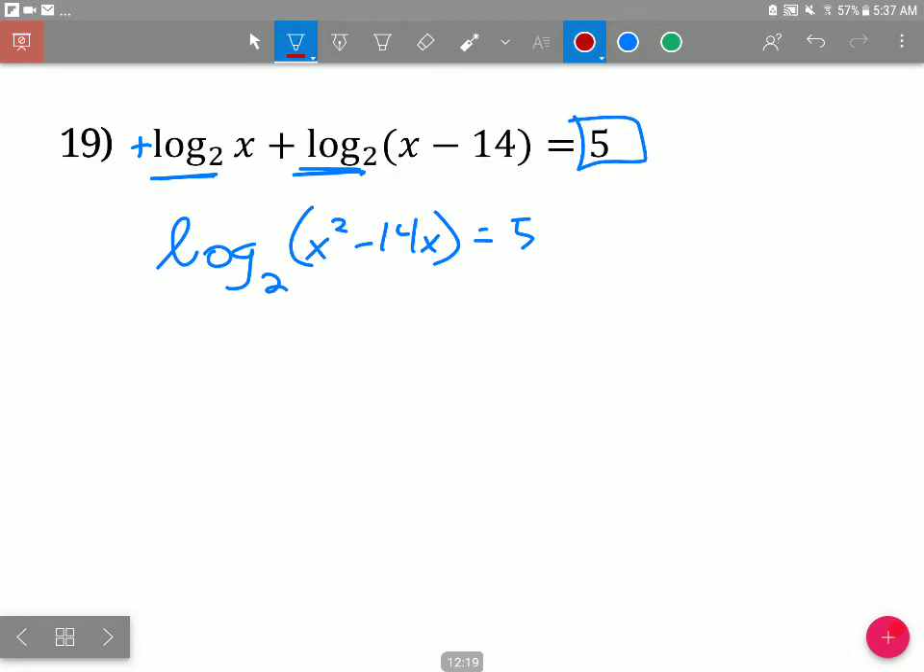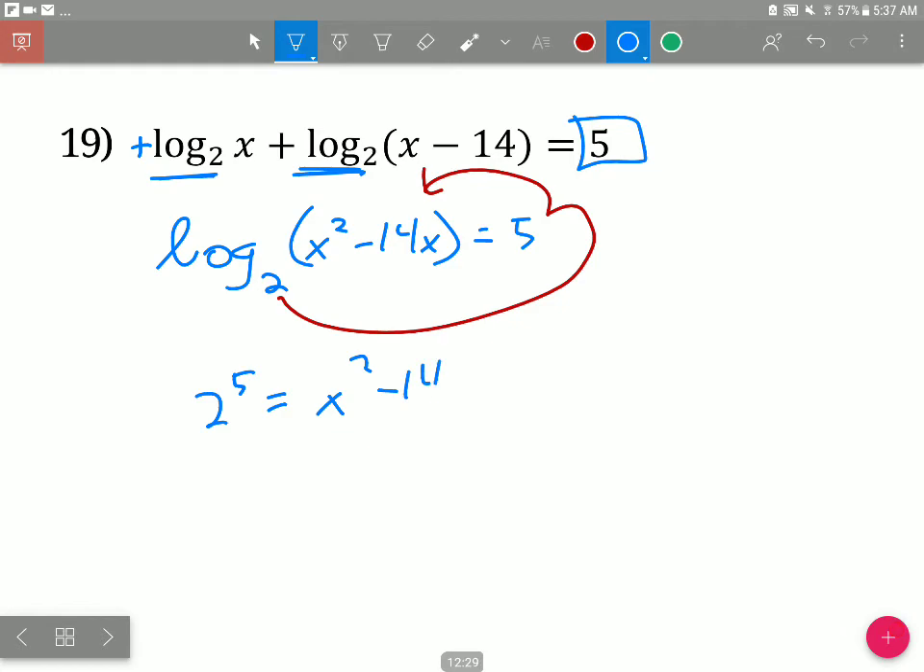Now we can popcorn it. So 2 to the 5th equals all that. So 2 to the 5th power, which is 32, equals x squared minus 14x. We got rid of the log. Yay! So hopefully you're starting to see now that, oh crud, this is where we have to multiply the whole thing out, factor it out.